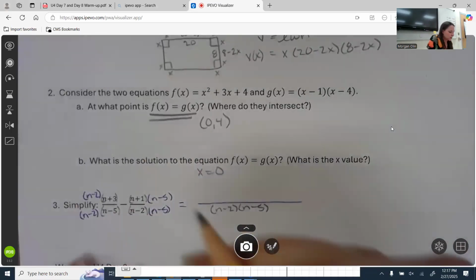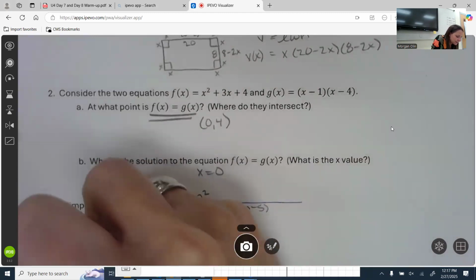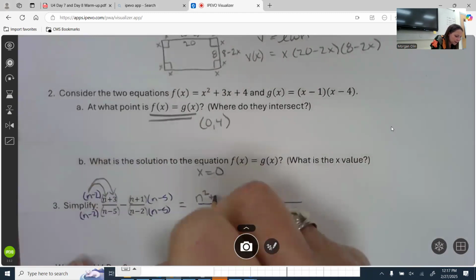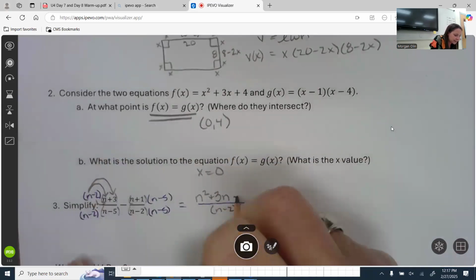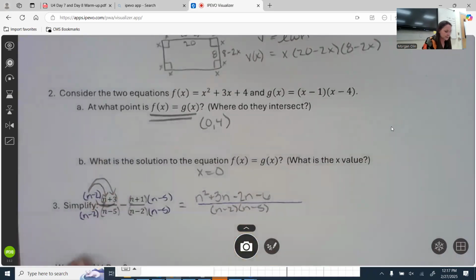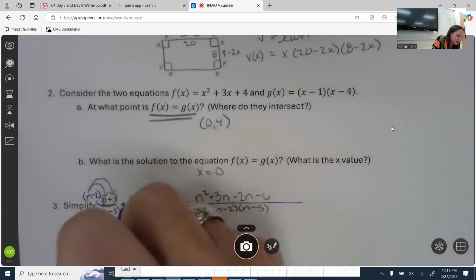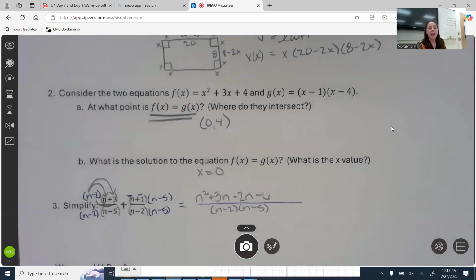All right, so here we go. n times n is n squared. n times 3 is 3n. Now do negative 2. Negative 2 times n is negative 2n. Negative 2 times 3 is negative 6. Now we got to be very careful with the minus sign. I like to do this. I like to take this minus sign, make it a plus, and distribute it throughout right here. So that's a negative n and a negative 1 that I'm distributing.